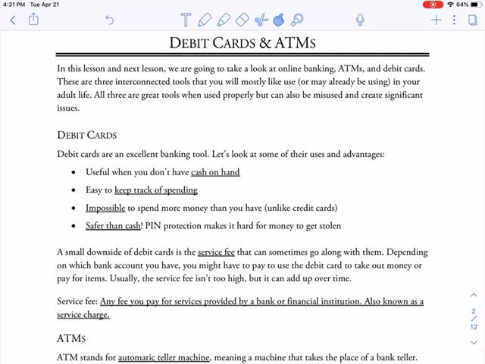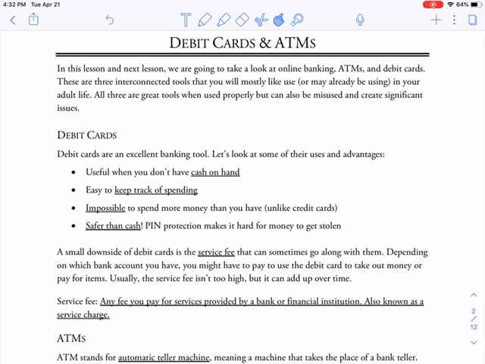Okay, so let's talk about debit cards. We know that debit cards are a great banking tool. Their uses and advantages are listed here. A major reason that we have debit cards is because a lot of people don't carry cash these days, and when you don't have cash on hand, your debit card will do the job for you. Another good thing about debit cards is that they're easy to keep track of spending, because you can look at your information on your bank statement, or if you do online banking, which we'll talk about next lesson, then you can check it there.